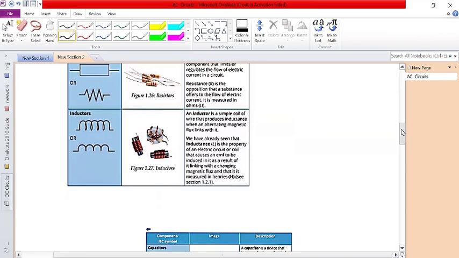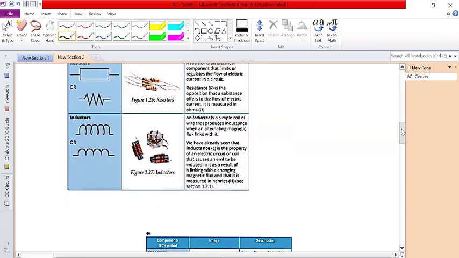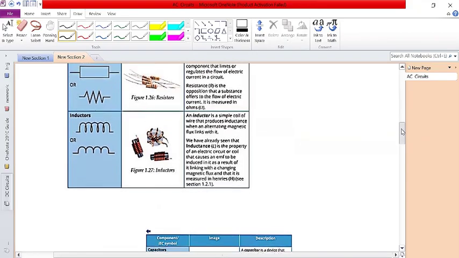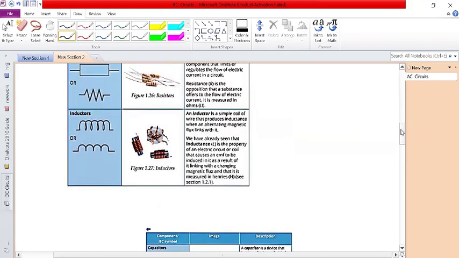Then from a resistor, we move on to inductors. Inductors produce what is called inductive reactance, which is opposition to the flow of current. And inductors result in current lagging voltage, or a lagging power factor.